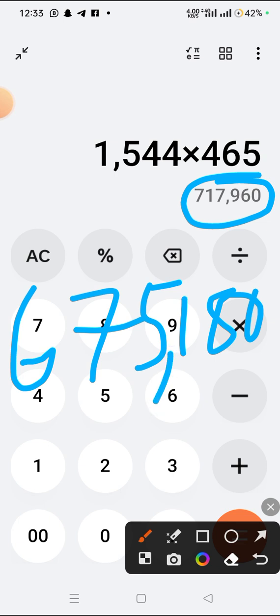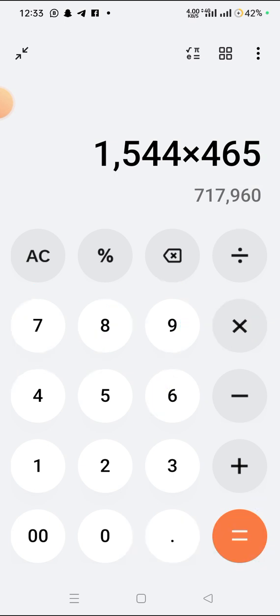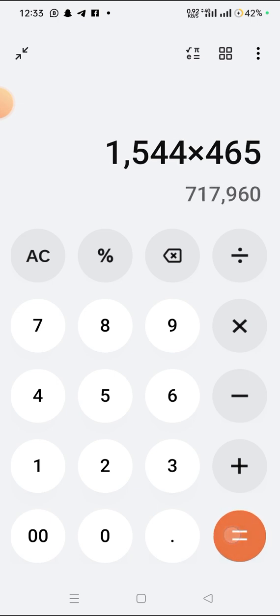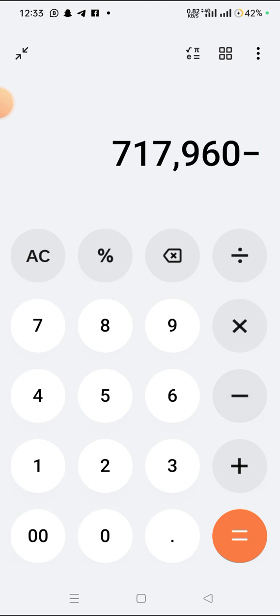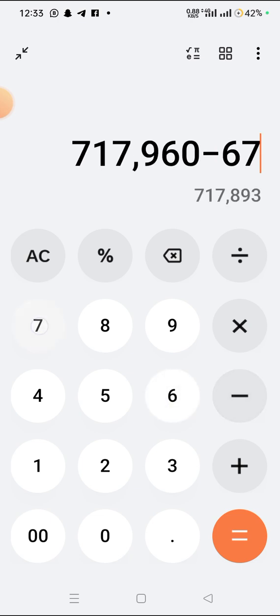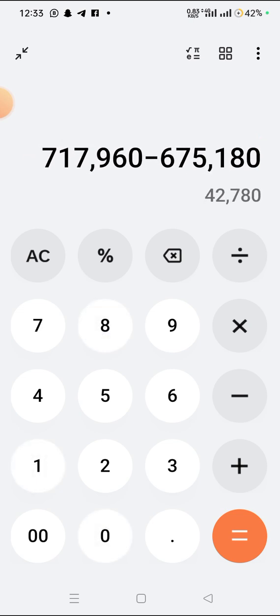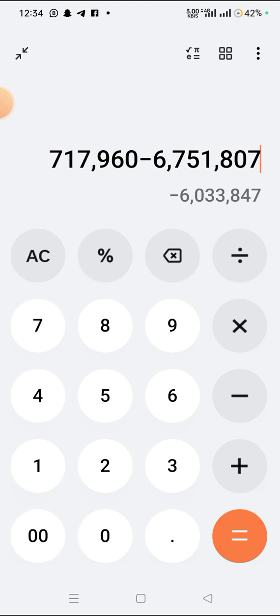So now let's do the calculation very well to see our profit. This is the amount we get in USDC, now minus 675,180. As you can see, with our 675,180, we make a profit of 42,780. That is the profit we make.